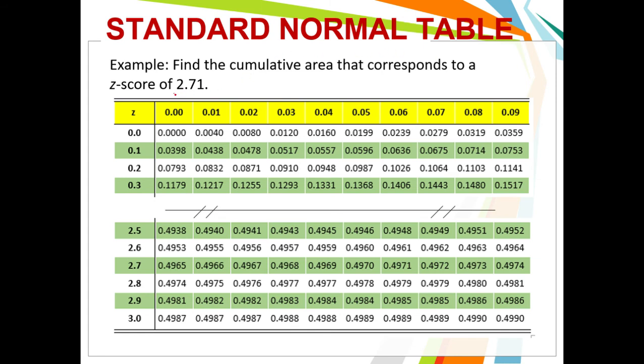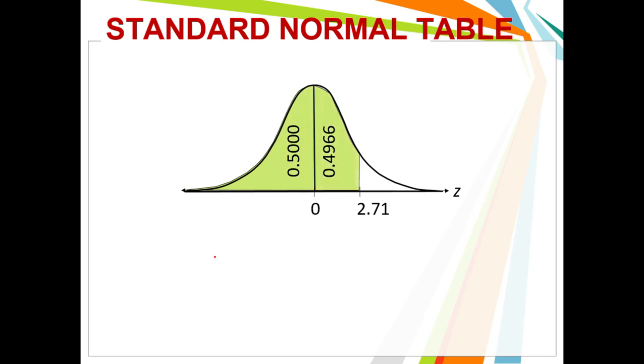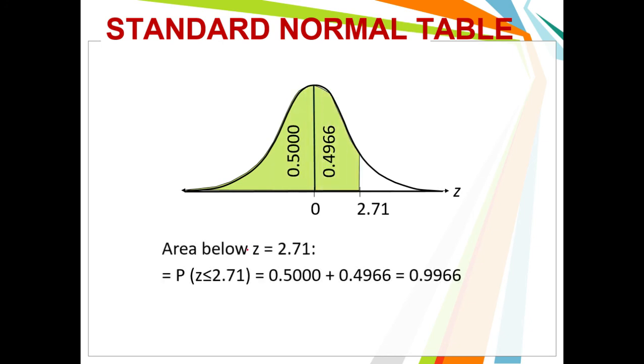Okay, so let's look for the 2.71 na value. Yung ating first digit sa decimal place, 2.7. So this is 2.7. And then let's look for the 0.01. So this is 0.01. Ang intersection nilang dalawa, that is equal to 0.4966. If we represent that sa ating curve, yung ating from 0 papuntang 2.71, the value is 0.4966. Okay, so ito yung nasa table natin.